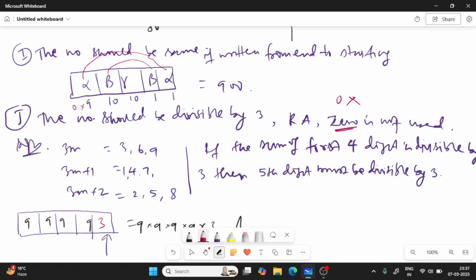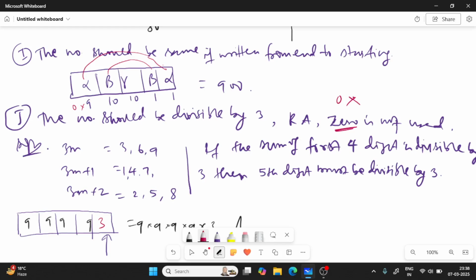Now we're talking about numbers divisible by 3, and we have to form a 5-digit number. So if the 5-digit number has to be divisible by 3, the sum of all its digits should be divisible by 3. Suppose 5 places are there. If the sum of the first 4 digits is divisible by 3, then the last digit also has to be divisible by 3. So that has been written here. If the sum of the first 4 digits is divisible by 3, then the fifth digit must be divisible by 3. Only then the number would be divisible by 3.